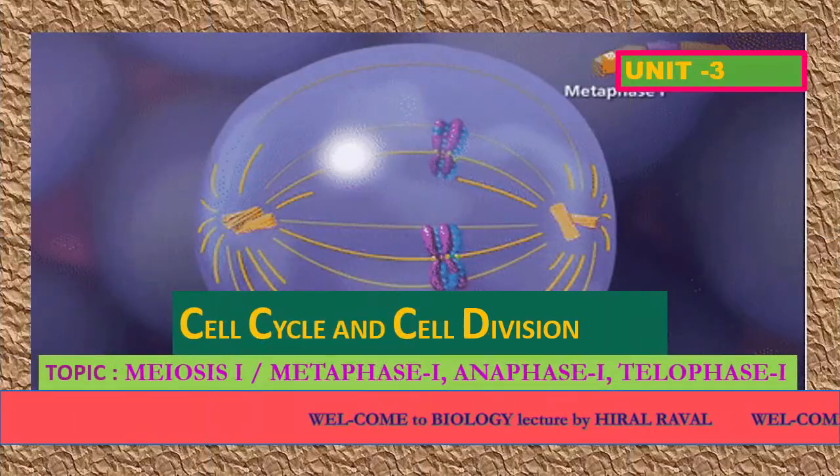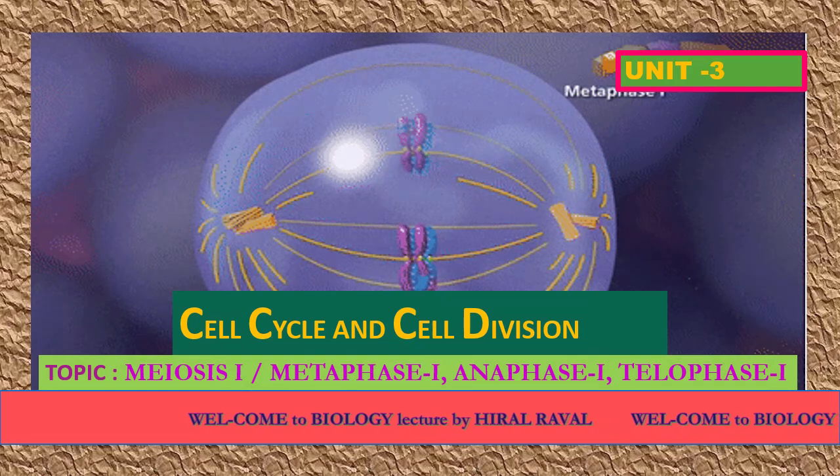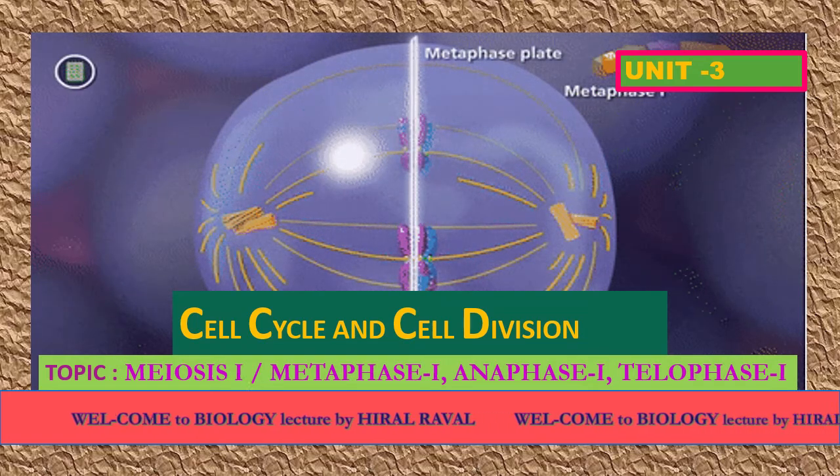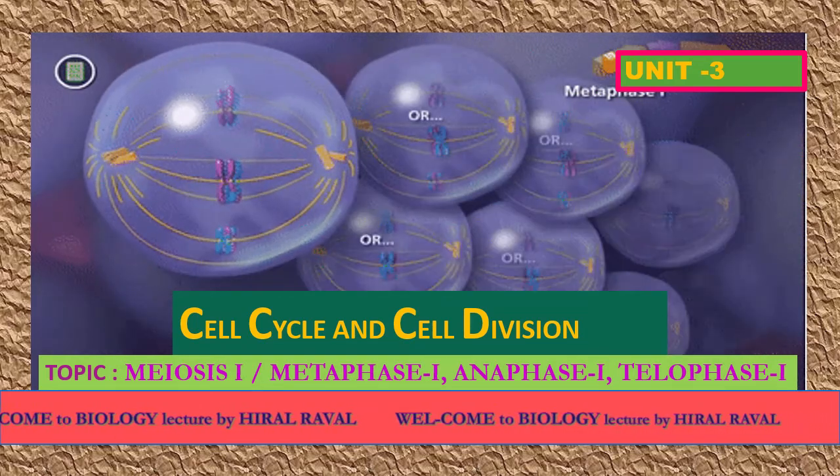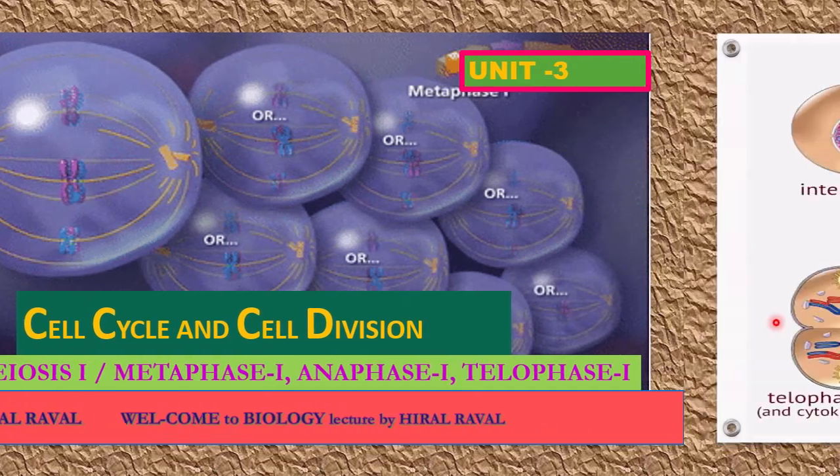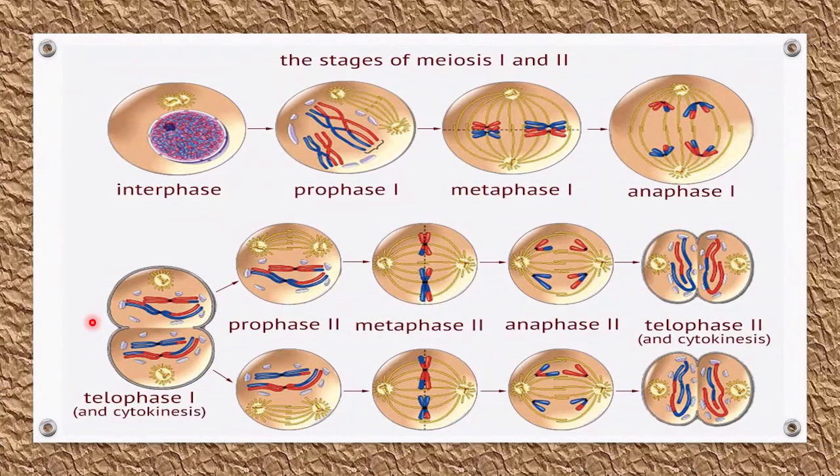Hello students, today we are going to discuss meiosis 1, in which we will cover metaphase 1, anaphase 1, and telophase 1. In previous lectures we have already discussed meiosis 1, in which we learned about interphase and prophase 1. After prophase 1 there is a second step, metaphase 1, and after that anaphase 1 will occur and then telophase 1 will occur.